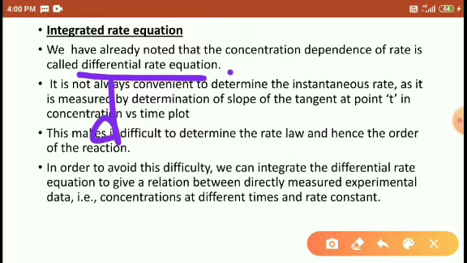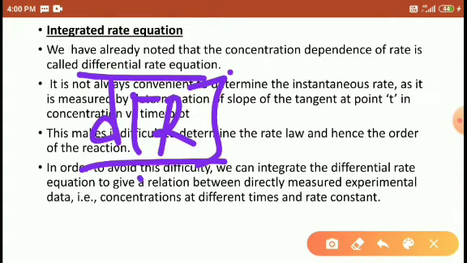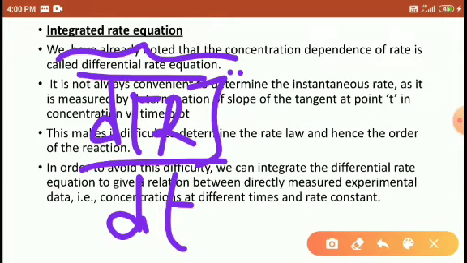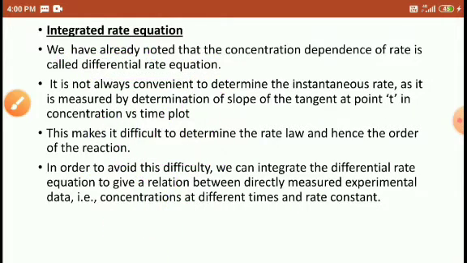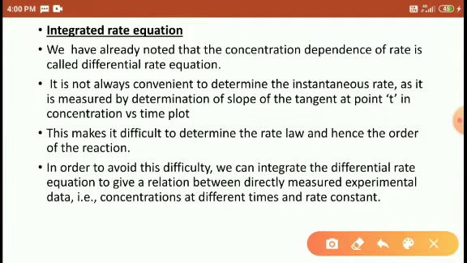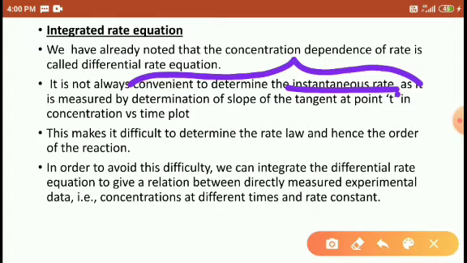Differential rate equation, this we have to write as the differential rate of change of concentration of reactant with respect to time. If the concentration of reactant changes with respect to time, it is called a differential rate equation. Right students. So it is not always convenient to determine the instantaneous rate. Last time we discussed the average rate and instantaneous rate.